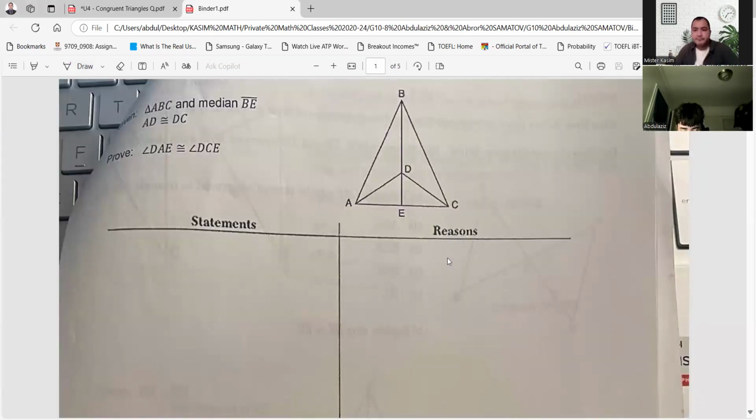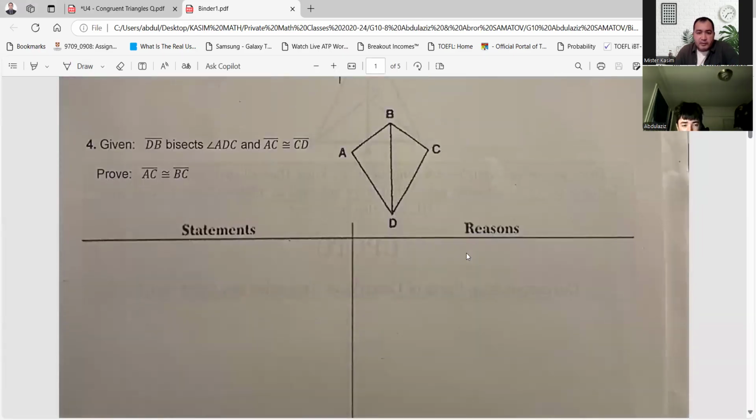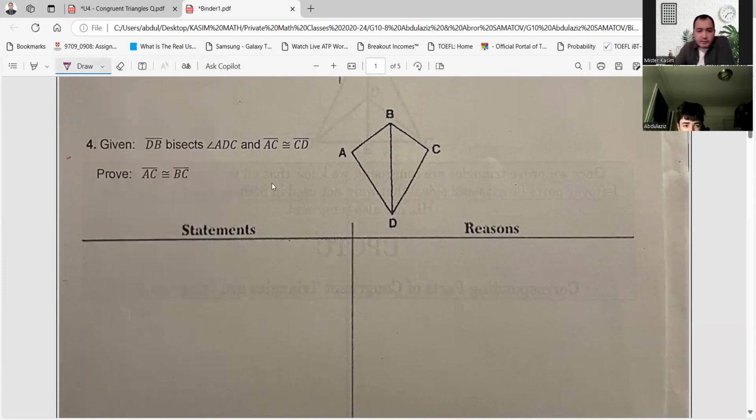All right. Now the second one, right, Abdulaziz? So BD bisects angle ADC, right? What does it mean? It means that this angle is congruent to this angle. And also it says that AC is congruent to CD.